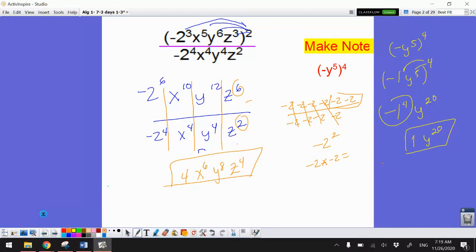Now, if I would have had something like this to a power of 3, that would be -1 to the 3rd power, y to the 15th. That leaves that a negative. So pay attention to your powers and to the coefficient that is in front of the variables.